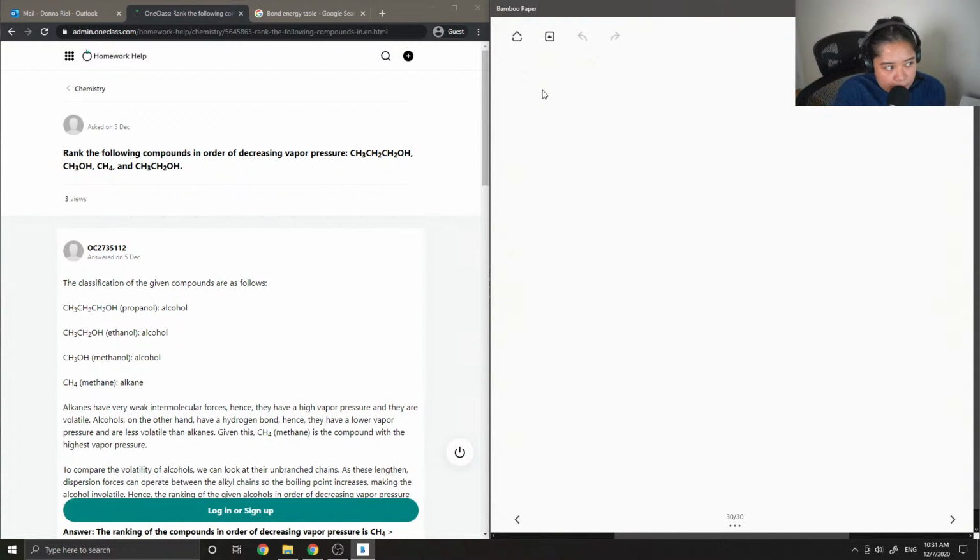Okay, so question 3. Rank the following compounds in order of decreasing vapor pressure. Okay, so you have propanol, methanol, methane, and ethanol. Okay, so first let's define vapor pressure.